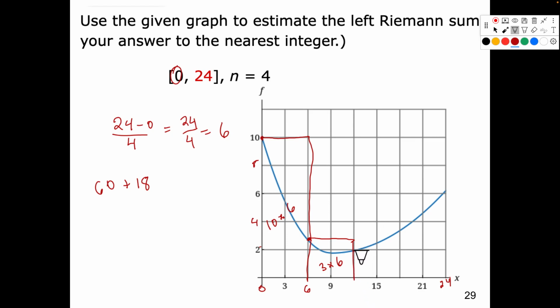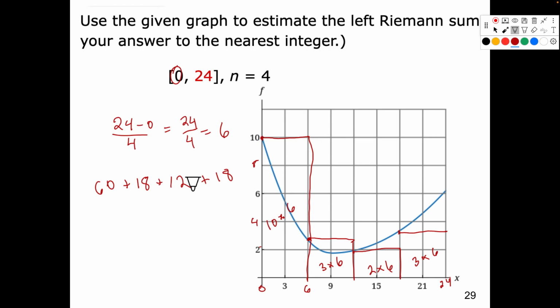We've got this next one here. It looks like we're exactly at 2. And again, we go 6. So that's 2 times 6, which is 12. And then at this one, we're going to go up to the graph, and over 6. And again, that looks like it's a little bit over 3. So I'll just estimate it at 3, which is another 18.